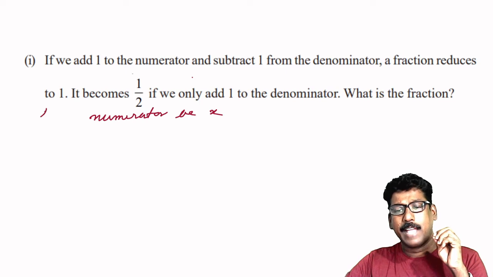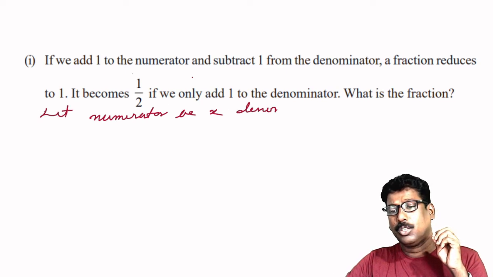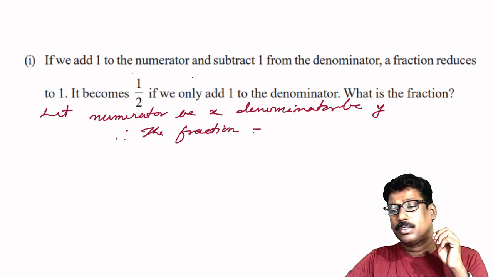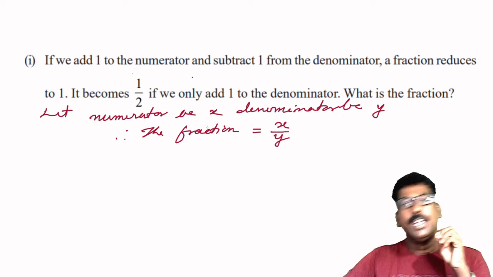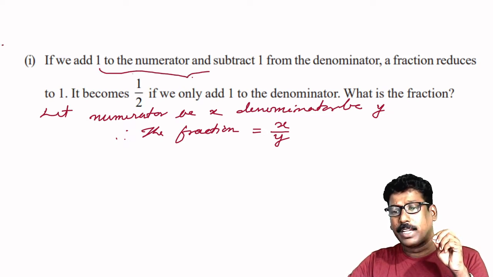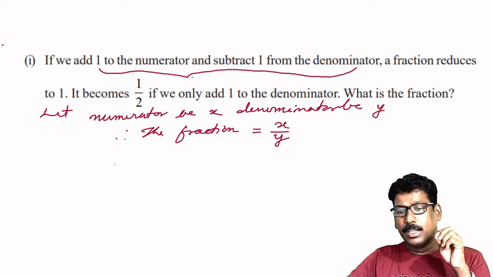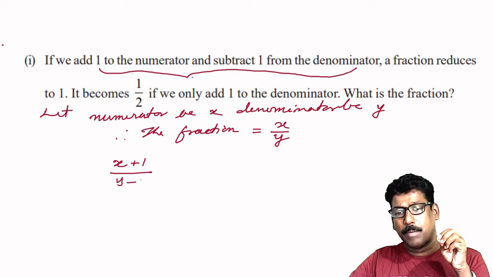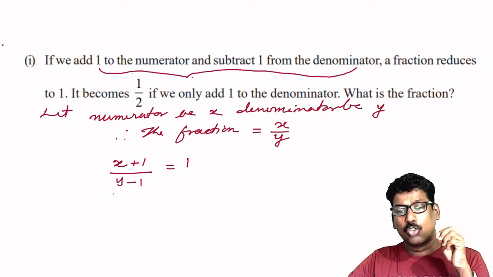let numerator be x and denominator be y. Therefore, the fraction is equal to x by y. Now, according to the first condition, if we add 1 to the numerator and subtract 1 from the denominator, that is y minus 1, the fraction reduces to 1. The fraction is equal to 1. Cross multiply, you will get x plus 1 is equal to y minus 1.